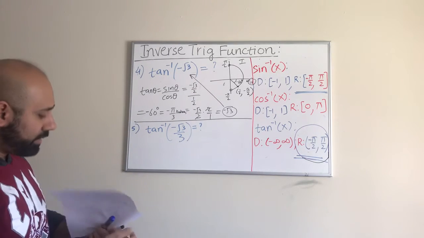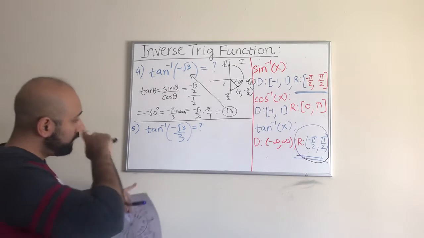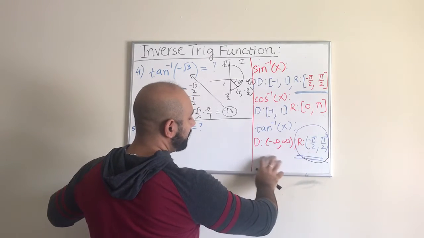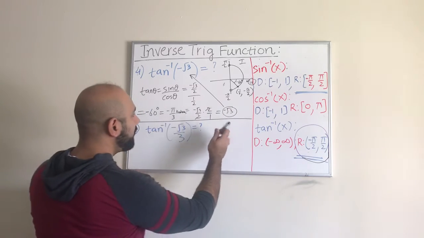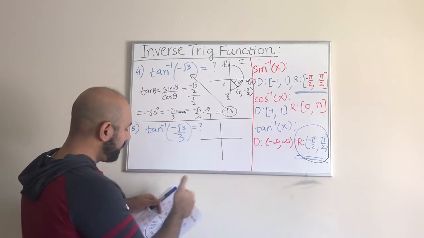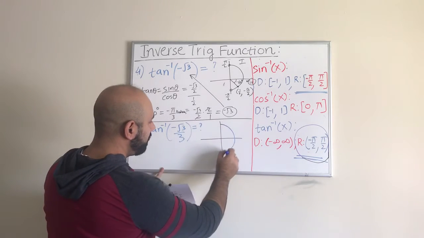Now, in order to do that, again, we have to go back and first look at the restriction for the tangent. I'm not really worried about the domain. All I'm looking for is the range. With that, the range is the same thing. It's between negative pi over 2 and pi over 2. So let us kind of draw that. It's going to be easier for us if we actually have it visually in front of us.